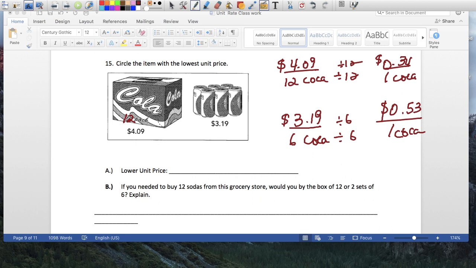If you were going to buy 12 sodas from this grocery store, will you buy this 12-pack, or will you buy 2 of these ones? 2 of the 6-pack of soda. So you got to decide. Okay. Silly question.